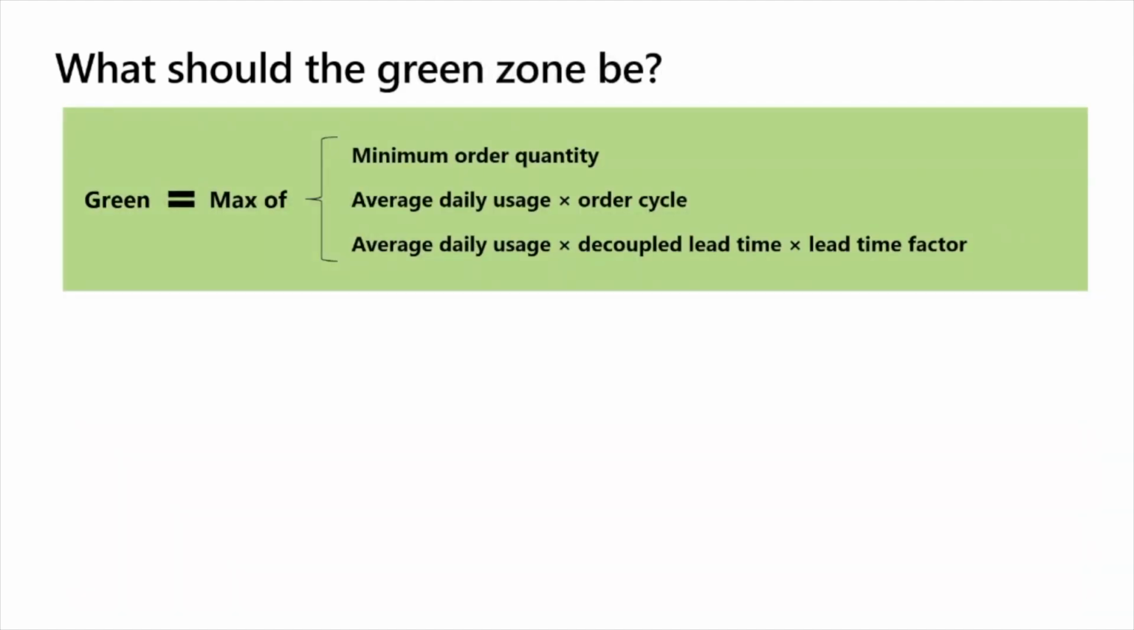And then finally, we'll calculate the green zone, which is the max of our three options: the item's minimum order quantity, the average daily usage times the order cycle, or the average daily usage times the decoupled lead time times the lead time factor. Once again, part of this equation is also based on the yellow zone equation.